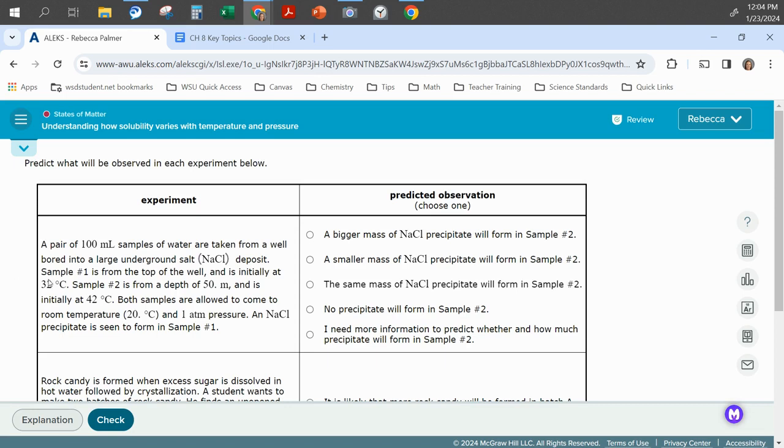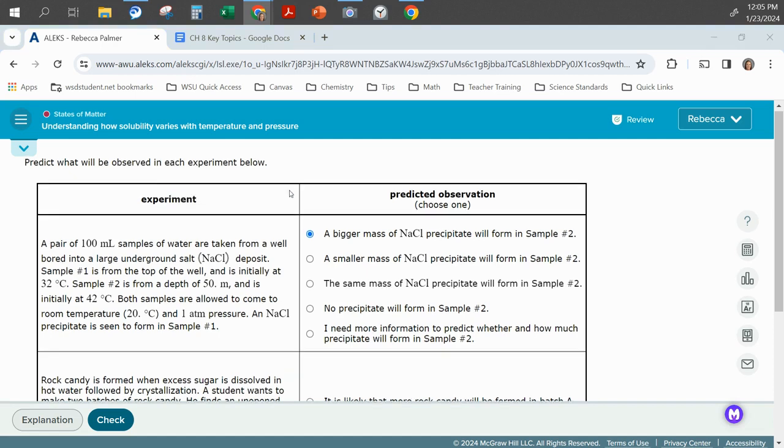So if the sample at 32 has a precipitate, then the sample at 42 also should have a precipitate. And it should be bigger because it had a larger temperature drop. You guys are giving me blank stares. Yes. At a higher temperature, you were able to dissolve more. Does that make sense? Okay.